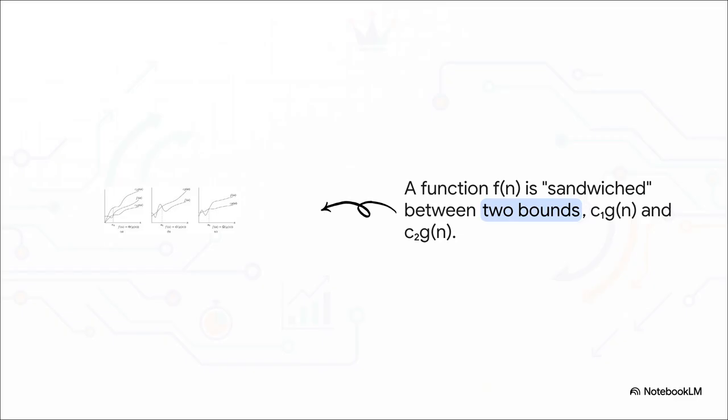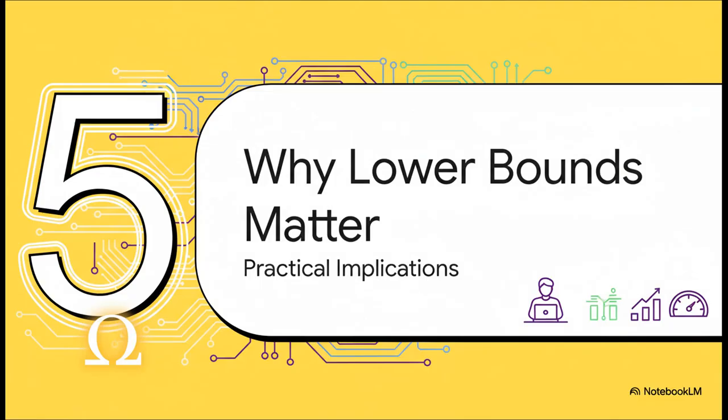And would you look at that? The graph proves it perfectly. This is what we call the sandwich theorem for a reason. The actual runtime f of n gets trapped, or sandwiched, between that floor and that ceiling. That means we know exactly how this algorithm is going to behave as the input grows. It's incredibly precise.